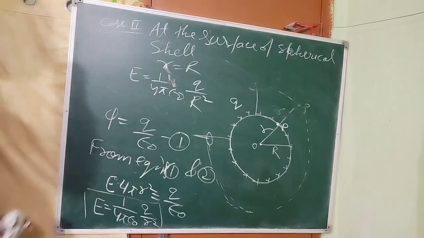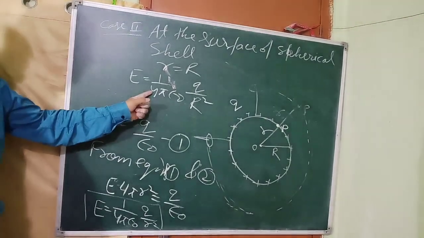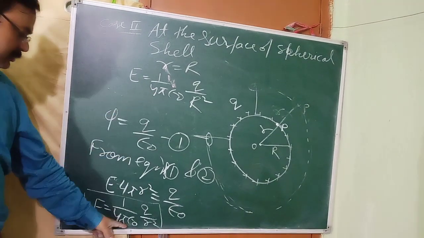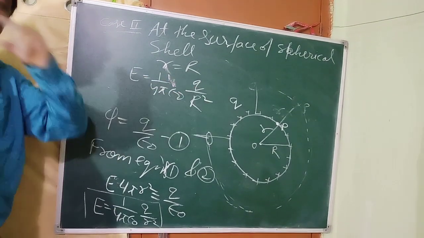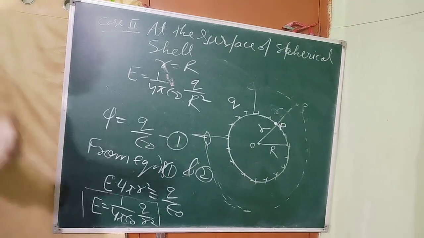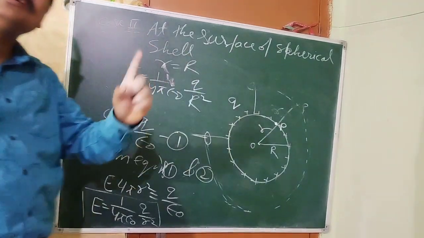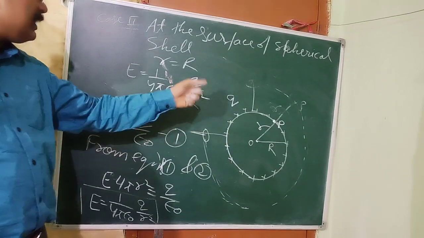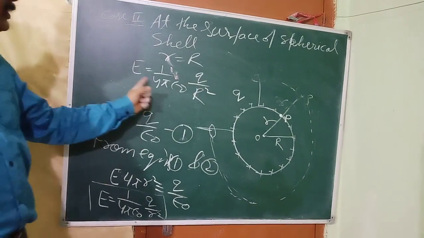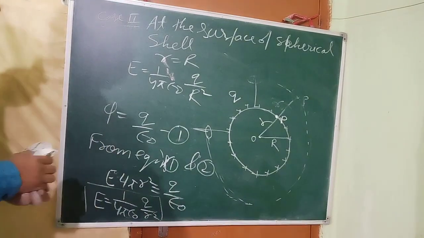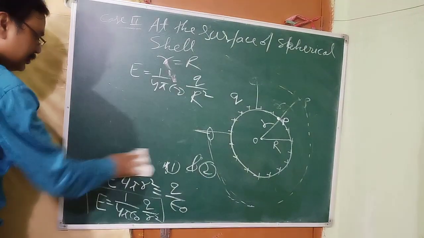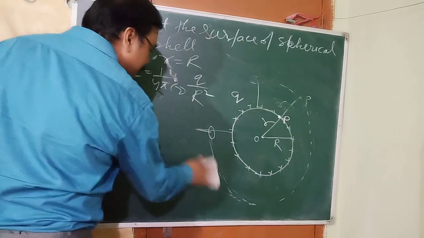Now you tell me which will have more value, this or this? Obviously this will have more value, because small r was greater than capital R when the point was taken outside. So when the point was outside, the electric field intensity was less. When it is on the surface, the intensity of the electric field is more. Now if you are going to take the point inside, case 3, then what will happen?